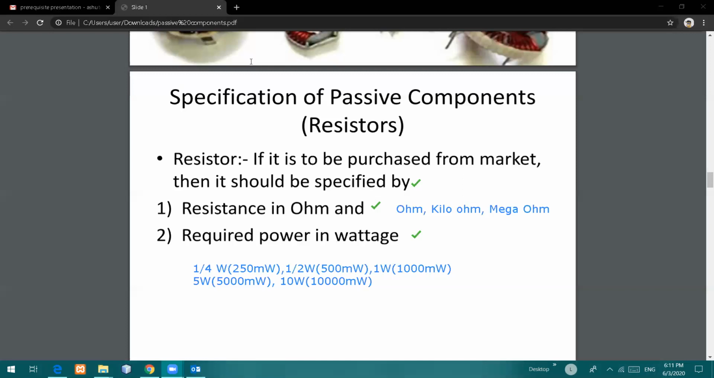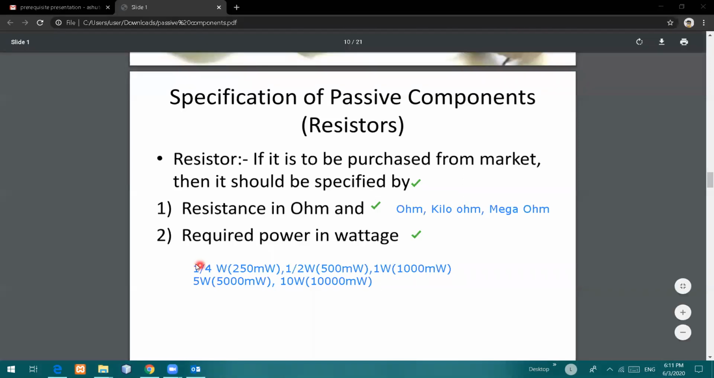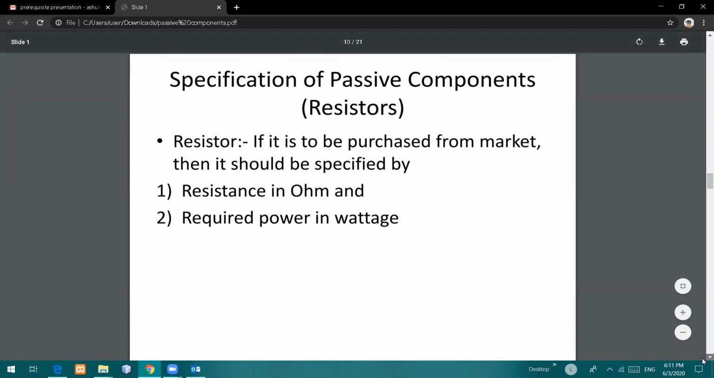So you have to tell what wattage of resistor you need and what ohm value you need. Ohm value 220 ohm, 1 kilo ohm, 5 mega ohms, 100 ohms, 1.2 kilo ohms, 2.2 kilo ohms, 5.1 mega ohms. Like this, different types of watt and ohm resistances are available in the market. I hope you understood this. Let us go ahead.